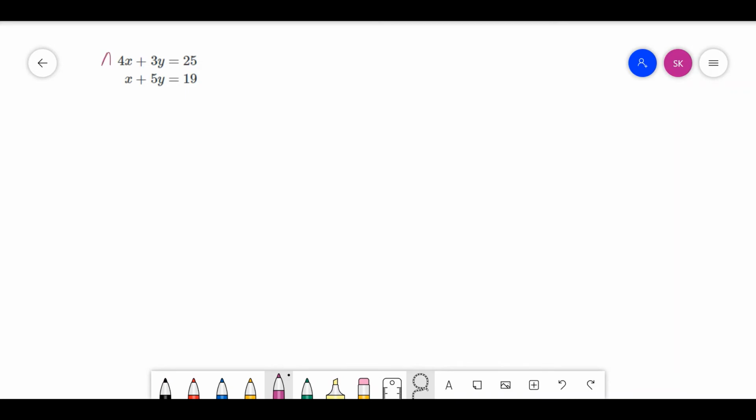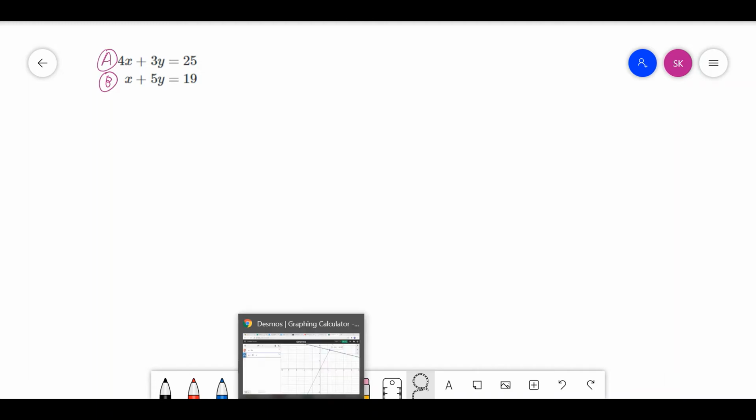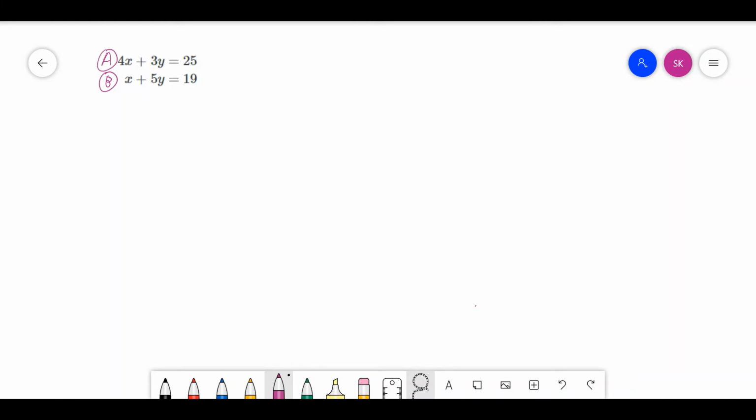So again, we go A, B, but we can see we don't have the same number of x's and we don't have the same number of y's. So we've got to decide which of the x's and y's we want to make the same. If I try and make the y's the same, I'll have to multiply both of these numbers, all of A to get 15y, and all of B to get 15y. Whereas if I target the x's, I'll only have to multiply B in order to make it 4x. So I'm going to multiply B by 4.